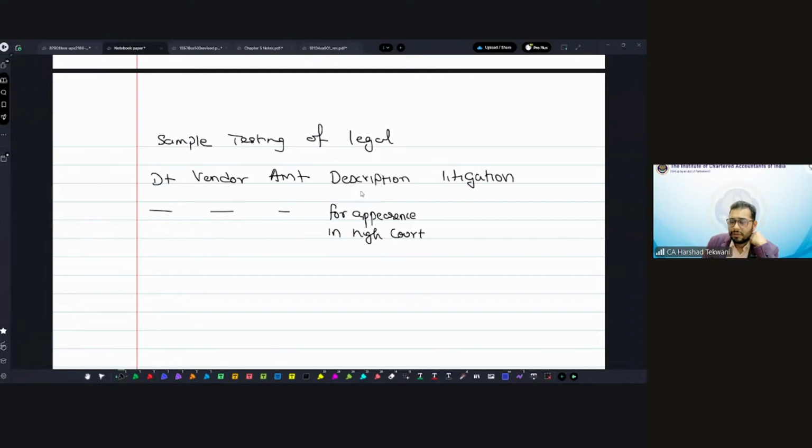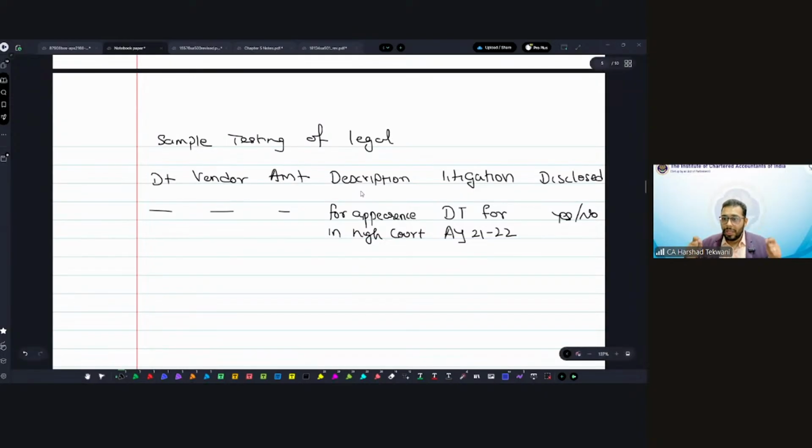Which litigation it is, area of the litigation, open litigation, like this way. For example, let's say it's a direct tax litigation for assessment year 21-22. Now the question comes, whether it is disclosed in the financial statements, yes or no. By this way, for all these samples, I will check whether there is an underlying litigation to which this expenditure is done, and if yes, whether it is disclosed in the financial statement or not. So one way is sample testing.